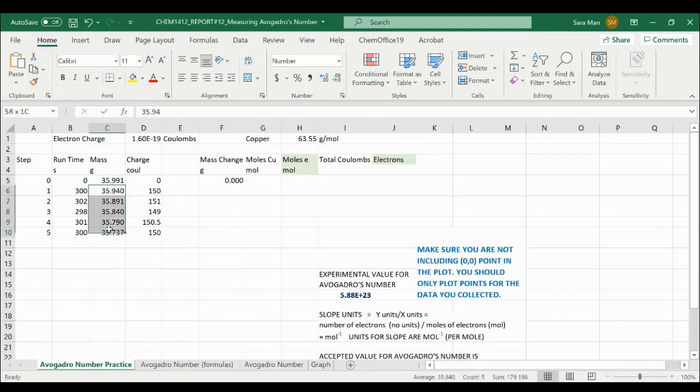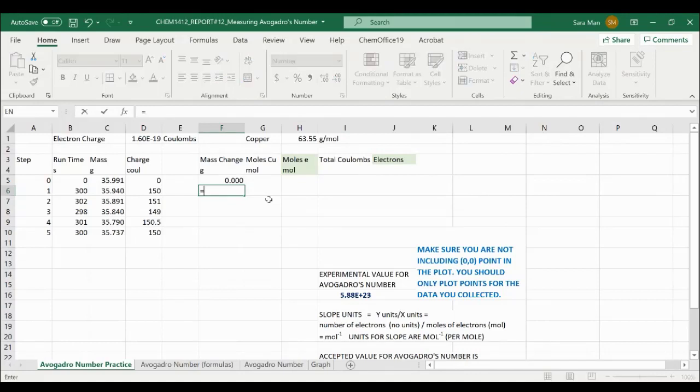But now I have to compare all the rest, C6, C7, C8, C9, C10, to the first one, to C5. So let's say I'm calculating the mass change for F6. What is the calculation that I need to do? Obviously, it's 35.991 minus 35.940. But I want Excel to do it. So how am I going to do it? I will do equal what?